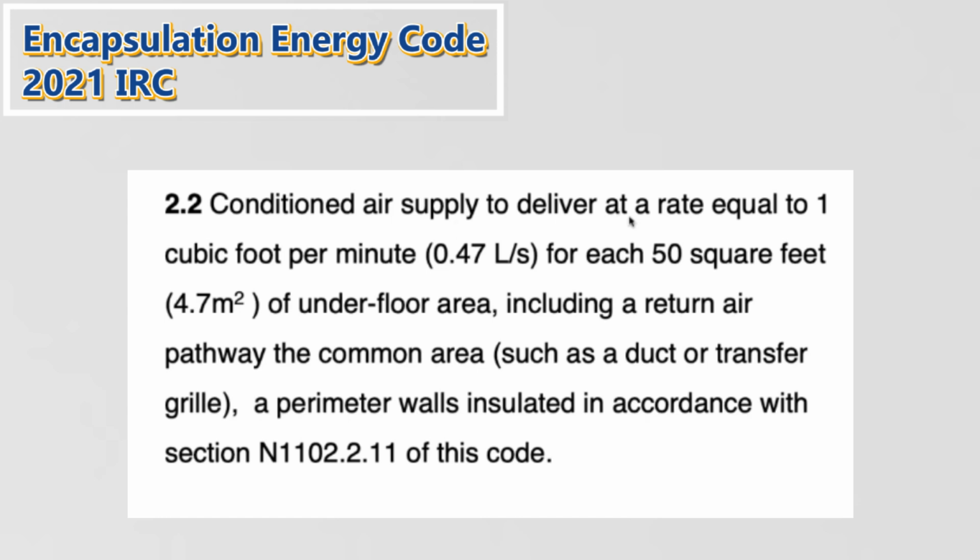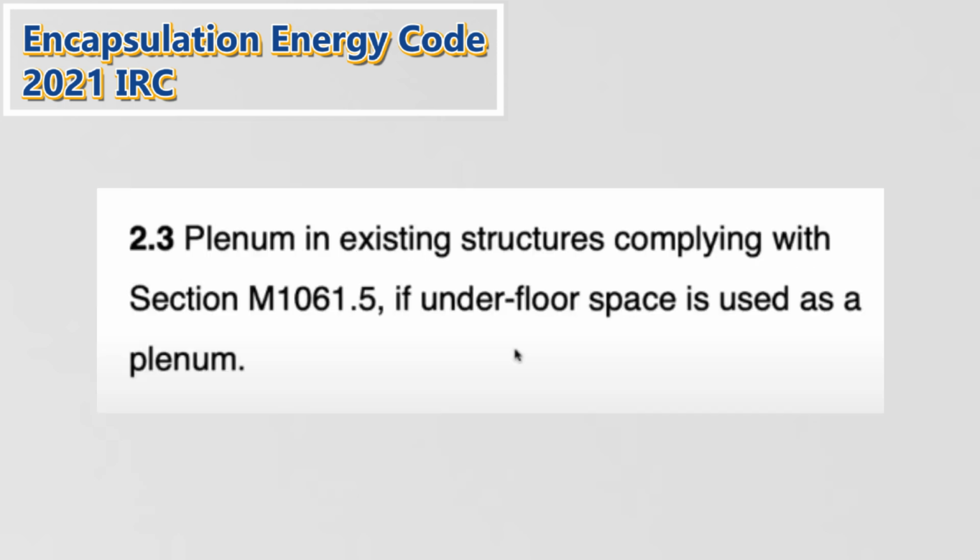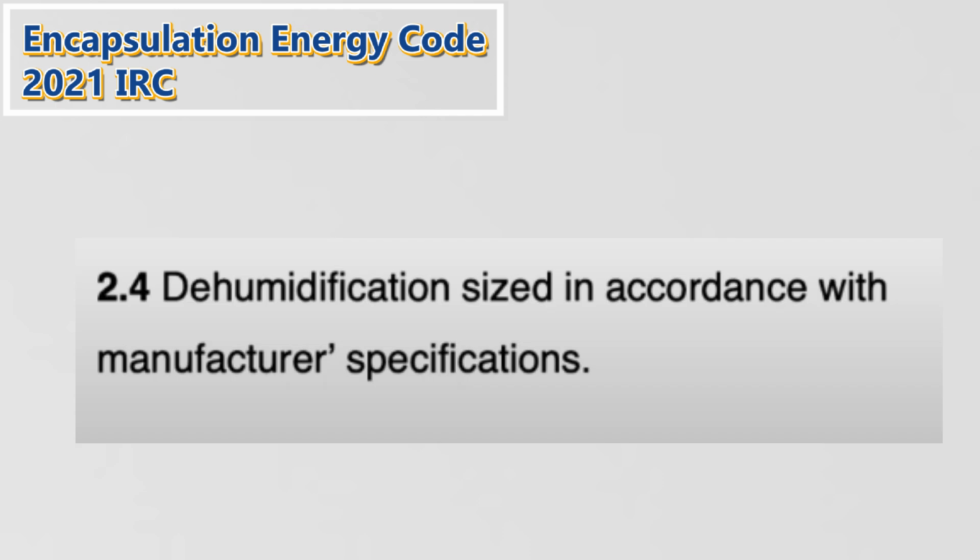Perimeter walls are to be insulated in accordance with Section N1102.2.11. In Section 2.3, the plenum in existing structures must comply with Section M1061.5 if underfloor space is used as a plenum. I've never seen underfloor spaces used as a plenum, but we did want to mention it since it's part of the code. In Section 2.4, the code requires dehumidification sized in accordance with manufacturer's specifications.